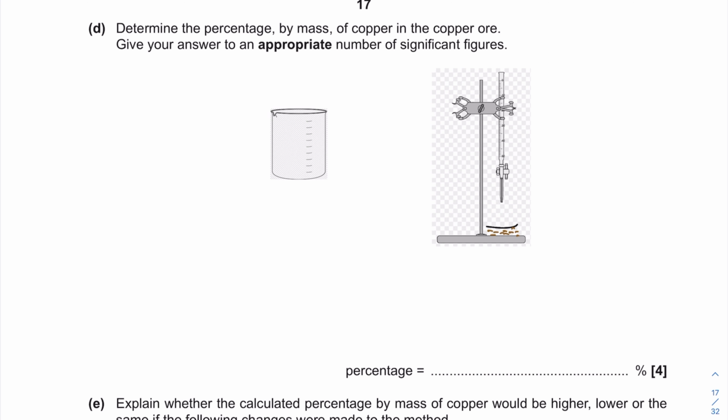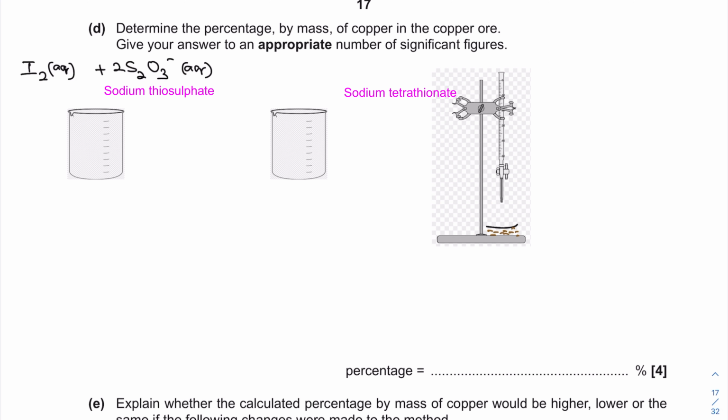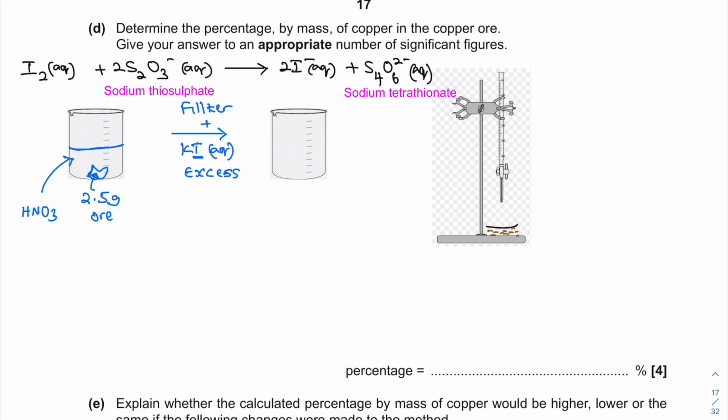Let's have the beakers and the stand, and we're going to have the equation, the iodine reacting with thiosulfate to then give the iodide. So we're going backwards now, to S4O6 2- aqueous. We can say the mass of the ore, 2.5 grams given, we put in the nitric acid, and we then filter that and then react it with potassium iodide in excess, and then iodine is formed.